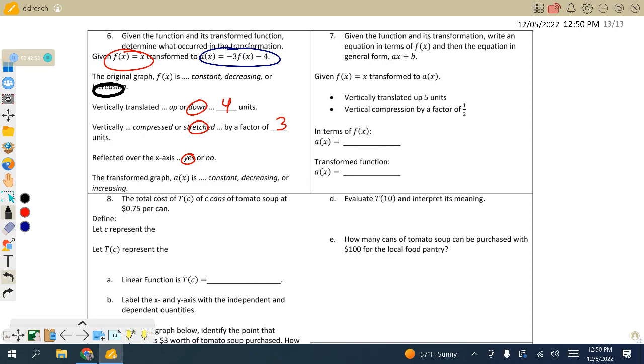And when we reflect it, take a look at what we did to answer up above. We said originally we were increasing, and when you apply that reflection, you go from increasing now to decreasing. So the final transformed graph turns out to be decreasing. Is that new? Absolutely not.